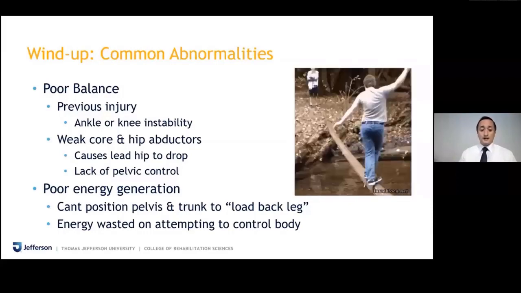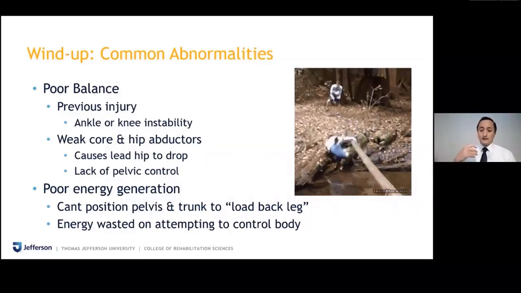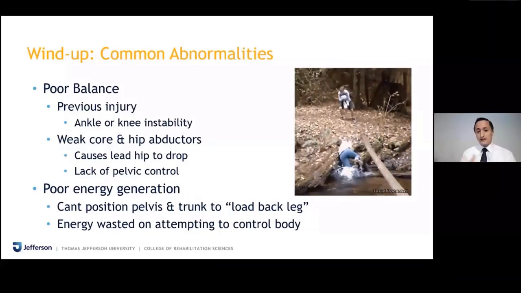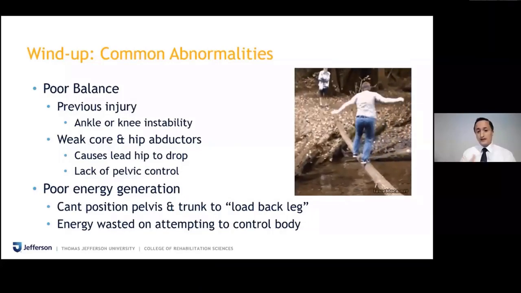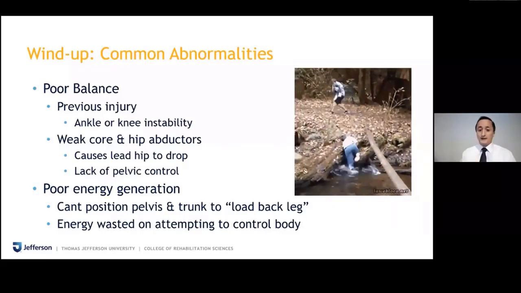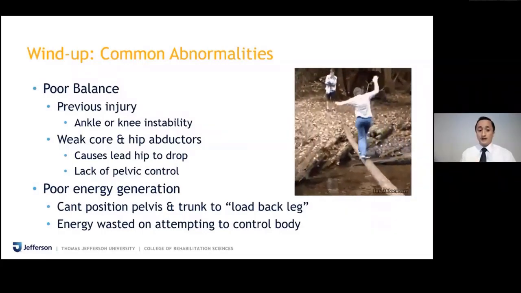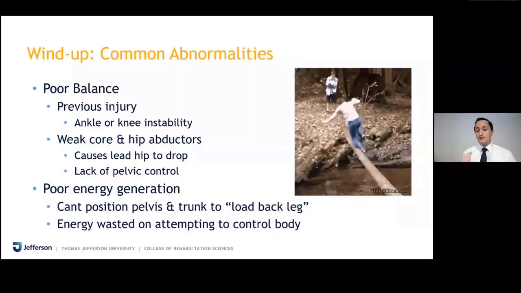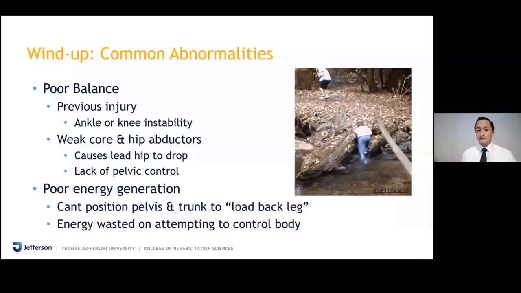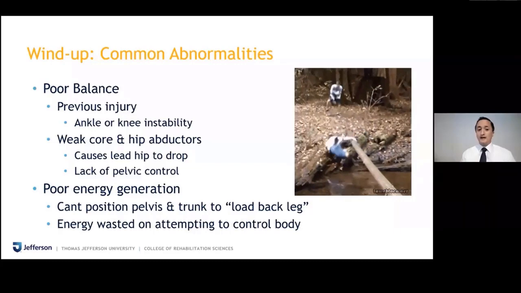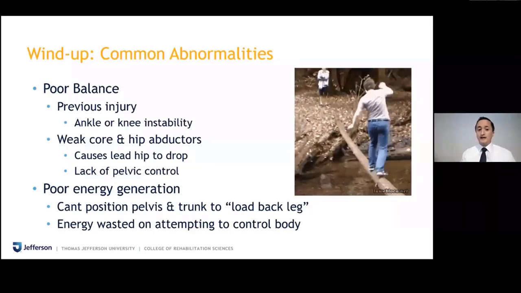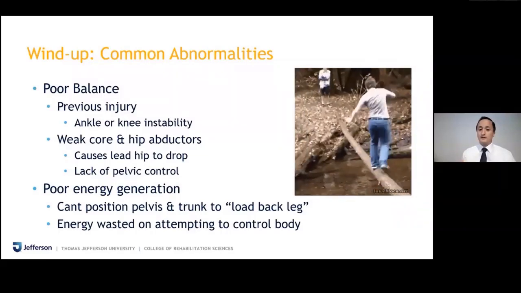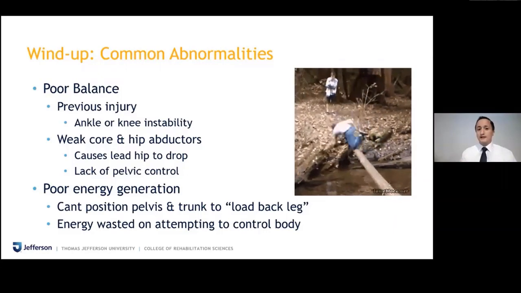And then last, we have poor energy generation. For some reason, they're not really generating a lot of energy on that back leg. So they're not getting in a position to really load that back leg and get a good ground reaction force off the mound. Sometimes it's related to that poor balance. When you have poor balance and you're using a lot of muscular contractions just to control your body center of mass, then all of that energy is getting placed into fighting to maintain balance instead of generating energy down the mound. So those are the two things we see from a common abnormality.